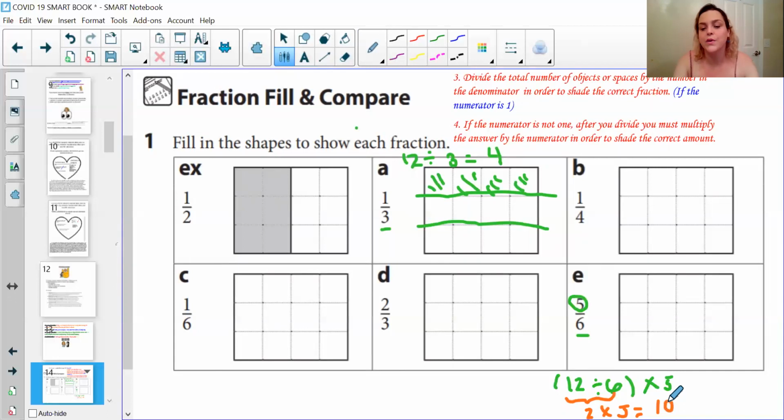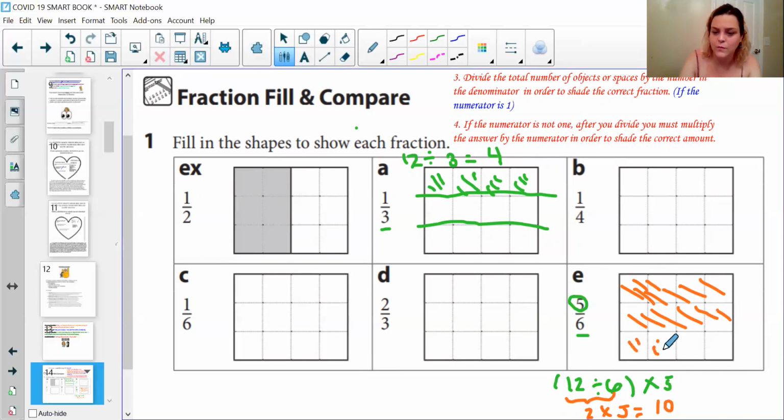So in order for me to show what 5/6 looks like, I'm going to have to shade 10 of these spots. So I know these are 4 spaces, 8 spaces, and then I'm just going to have to shade 2 more spaces. So 5/6 is the same as if I had 10. If I ate 5/6 of the donut box, which is way too much sugar, it's the same as me saying I ate 10 out of the 12 donuts.